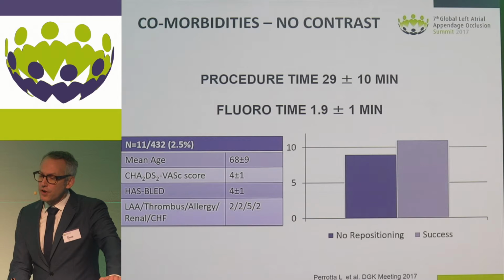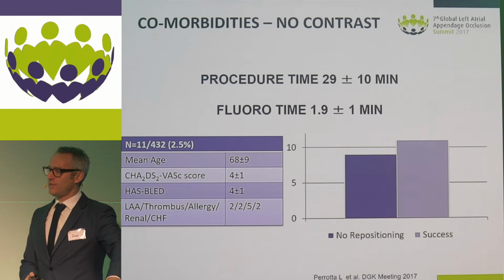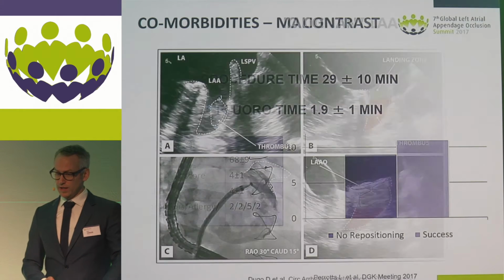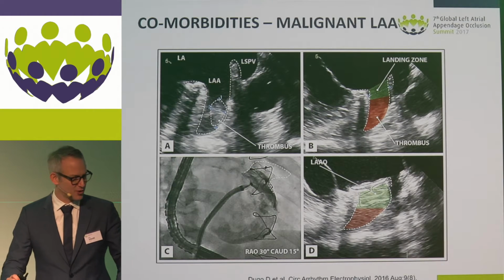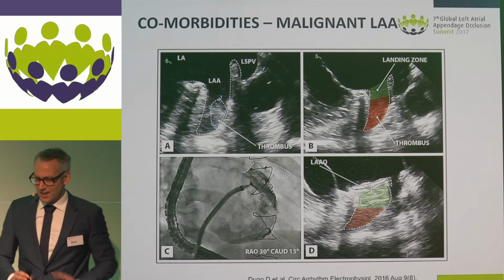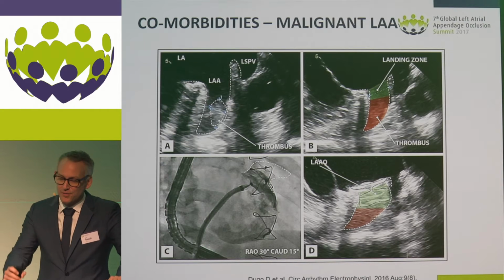Now, another problem that we might face is the following: a so-called malignant left atrial appendage. I think this term comes from Thorsten Lewalter. At least he's the one that I heard it from the first time.